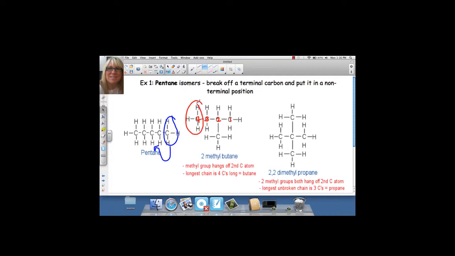Now I can break off another one. I'm going to break off this end one, and I'm going to move it here, which is what I did over here. Now my longest chain is 3. I've got methyl groups above and below on the second carbon. I have to name the location. This is 2,2, and it becomes dimethyl because they're exactly the same, and I have 3 carbons, so that's prop, and they're all single bonds.